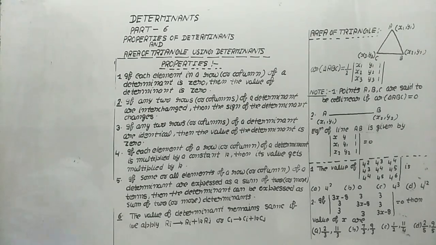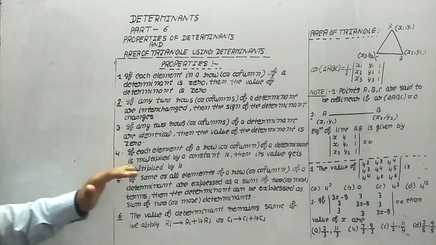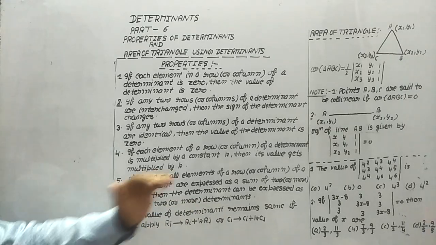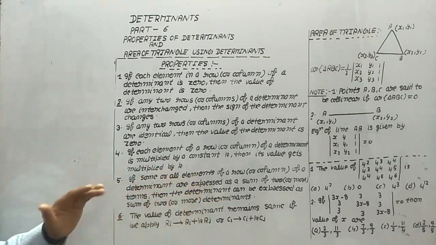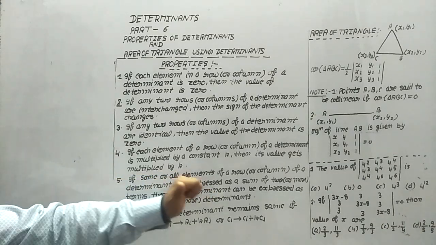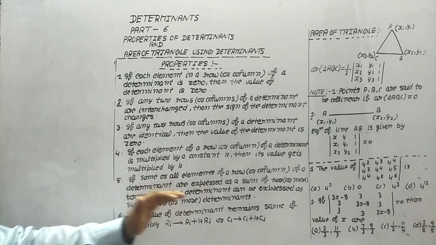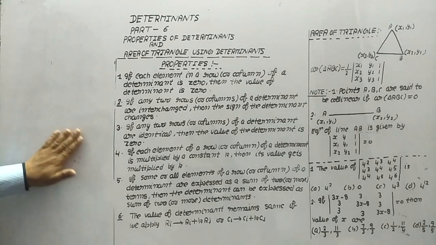Look at this thing in property number 5. What we will do? If some or all elements of a row or column of a determinant are expressed as sum of 2 or more terms, then the determinant can be expressed as sum of 2 or more determinants.